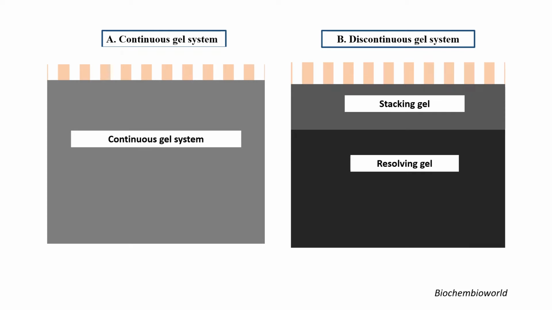Whereas in a discontinuous gel system, there are two different portions of the gel, which are formed with different concentrations of acrylamide. These two portions are the stacking gel and the resolving gel. The second major difference between these two gel systems is that in a continuous gel system the pH is the same throughout, whereas in a discontinuous gel system there is pH variation, which we'll be learning in further slides.